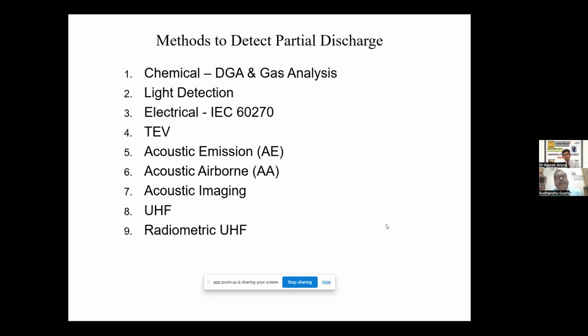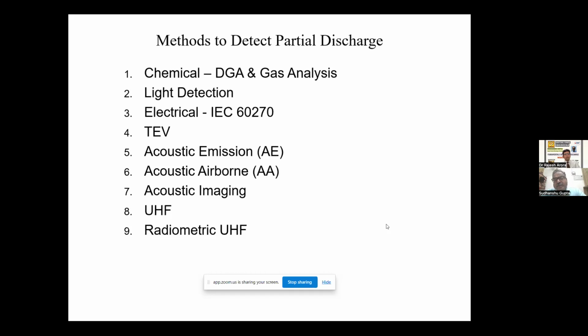Then next, coming to light detection. In light detection, many technologies have evolved, like for corona testing, and light detection techniques are also implemented in GIS. But the main reason they are not so popular is that they require line of sight. You should be able to see it, only then will you be able to detect it. The third and most popular one is electrical testing, which we all know as the IEC 60270 method testing. It's mandatory to do this test when your equipment leaves the factory.